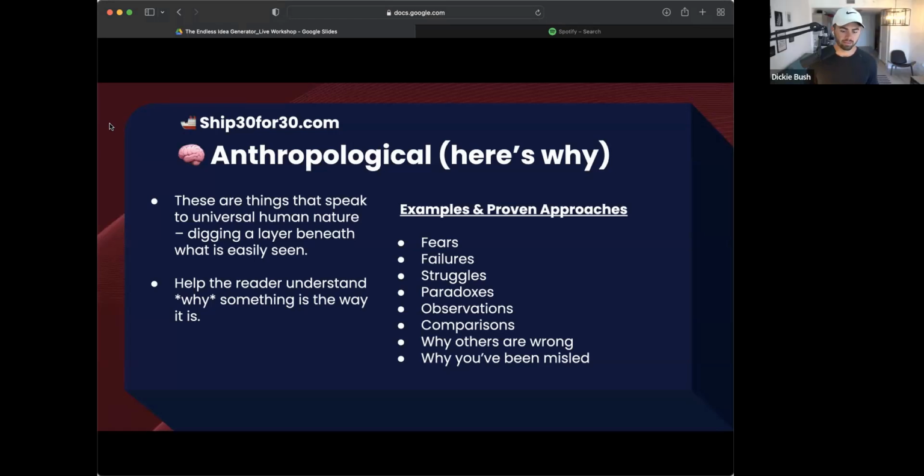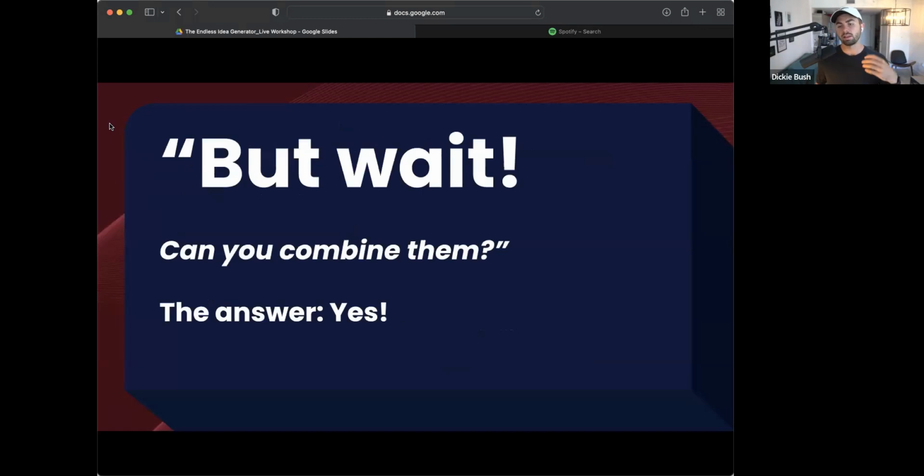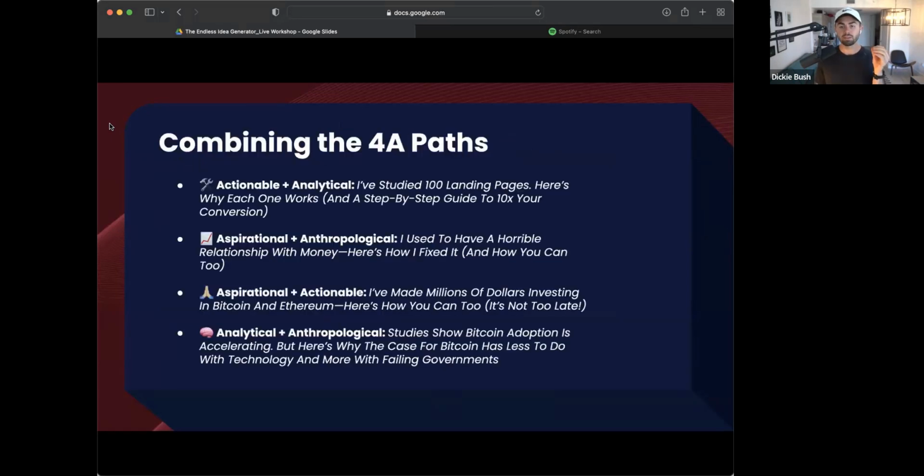And we always get this question. So we just ran through all of the 4 A's. The big question is, can you combine them? And definitely the answer is yes. And to be honest, some of the most successful content you will see is some kind of combination like these. It's actionable and analytical. Like, I studied 100 landing pages, broke them all down. Here's why it works, and a step-by-step guide to creating your own, right? Or aspirational and anthropological. I used to have a horrible relationship with money. Here's my story. And then here's how I fixed it and why it happened. Or here's how you can too, right? You combine these and it really creates a potent framework.